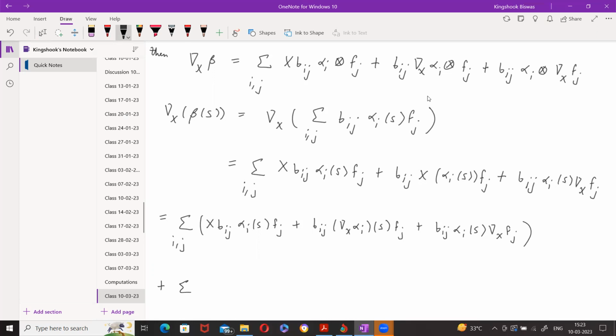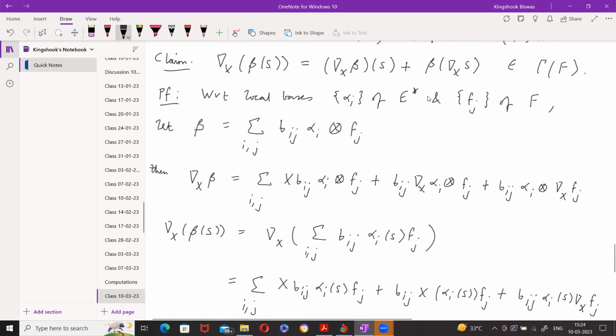Okay. So I have these three terms and then I have another term, the sum over i,j. So I had this term nabla x alpha_i of S. I'll also have alpha_i of nabla x S, right? So that would be the sum of B_ij alpha_i of nabla x S F_j. Now, if you look at it, these three terms, this sum together, you look at the expression for nabla x of beta, then this sum is exactly what you would get if you apply nabla x beta to S, right? You would get these three terms and this sum here.